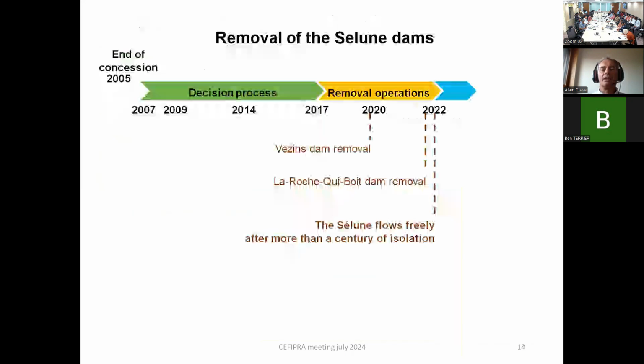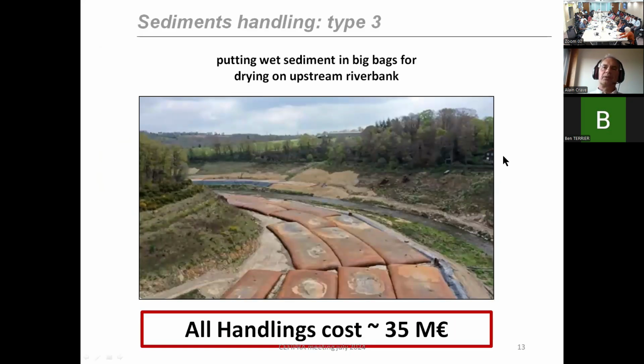of the valley. And the third way that they manage the sediment is to use very big bags, and they put the mud of the sediment in these bags, and they wait a certain time for the water contained in the mud to be drained by these bags, and then after they open the bags and leave the sediment in place.